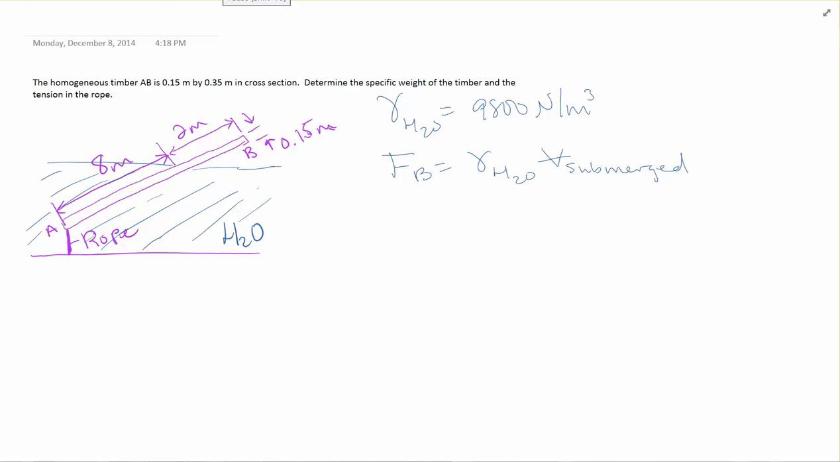In this problem we have a submerged piece of wood, and that piece of wood is going to be 0.15 meters by 0.035 meters in cross section. You can see the total length is 10 meters. What we want to do is determine the specific weight of the timber and the tension in the rope. Now you can see there's a rope down here. That's what's attaching this wood to the bottom surface.